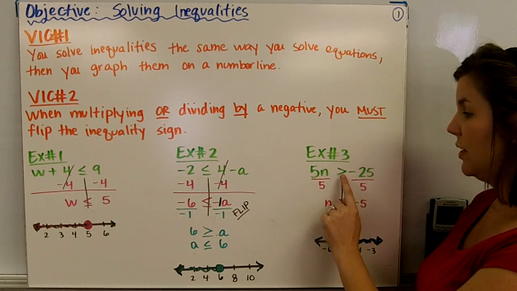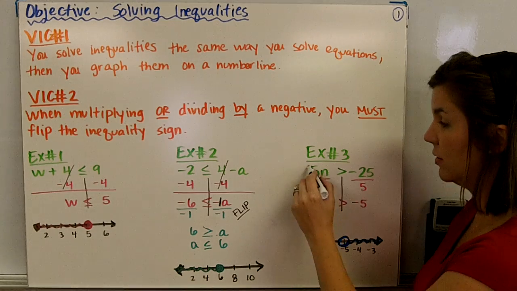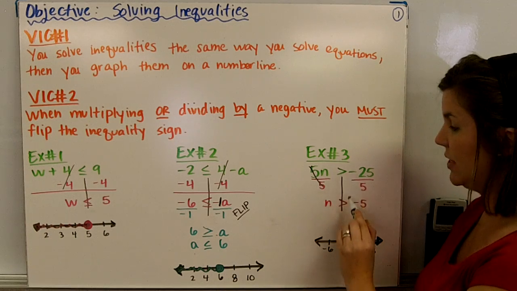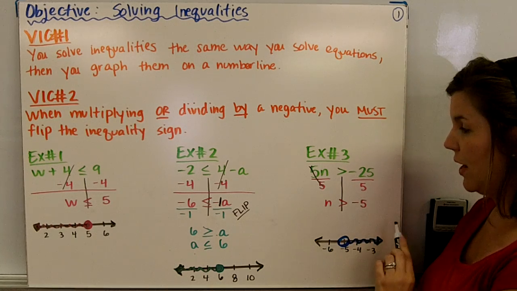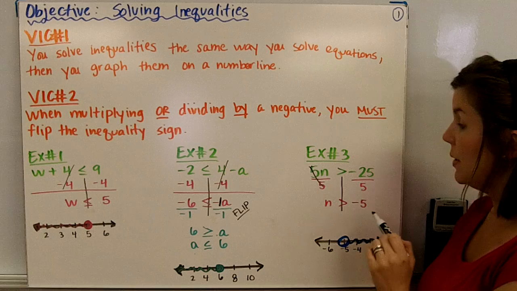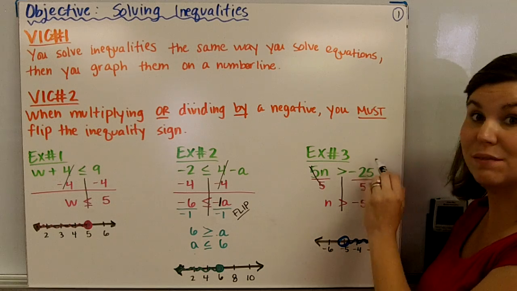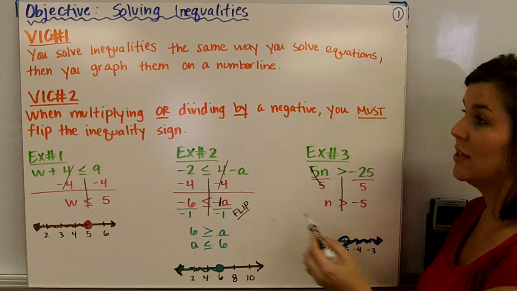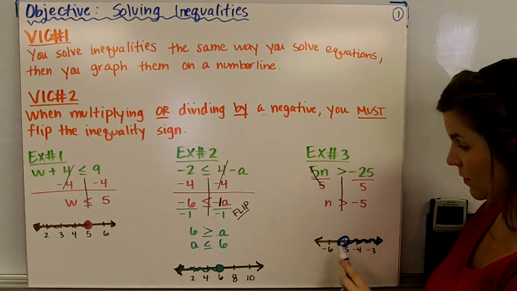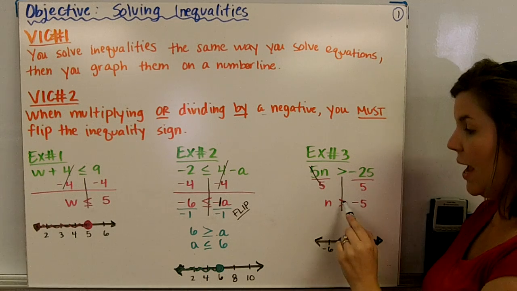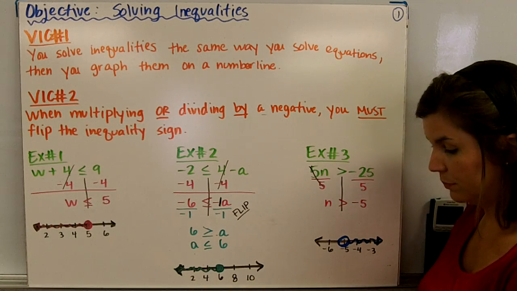Example number 3, 5n greater than negative 25. Divide both sides by 5. Now we have n by itself. Carry down the inequality sign. Negative 25 divided by 5 is negative 5. Now on this one, you don't flip because I divided by a positive 5. Although my answer was negative, the number I was dividing by was positive. You only flip when you are multiplying or dividing by a negative. So negative 5 on the number line and everything greater than it. No equal to bar, so I have an open circle.